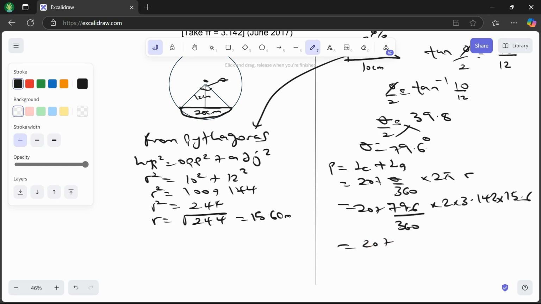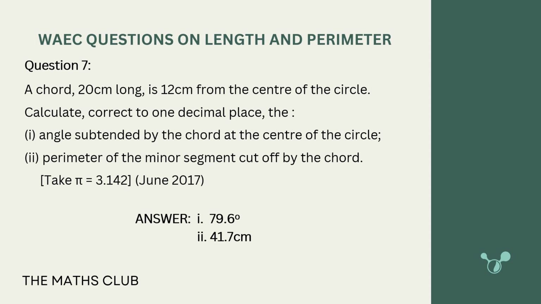So let's simplify. This will be 20 plus 79.6 divided by 360 times 2 times 3.142 times 15.6. This will give me 21.7. So by the time I add both together, this will give me 41.7 centimeter. Let's see if our answer is correct. Great. So 79.6 degrees and 41.7 centimeter.